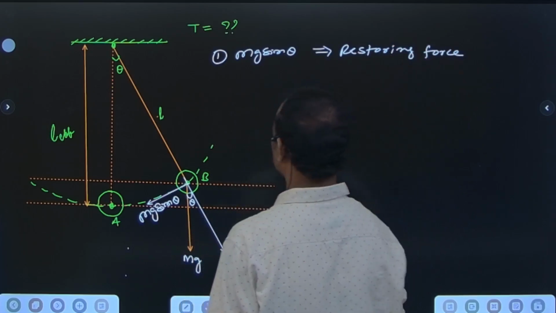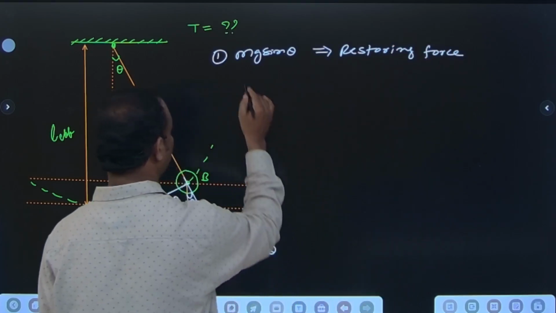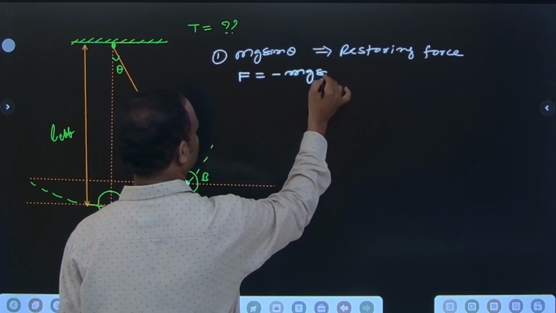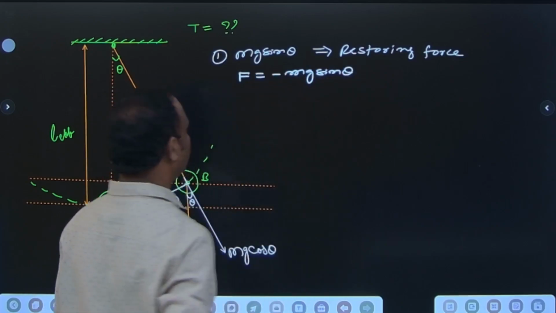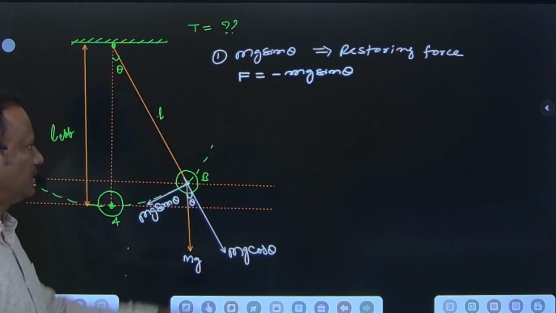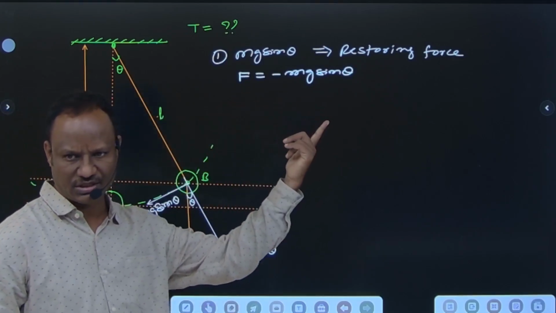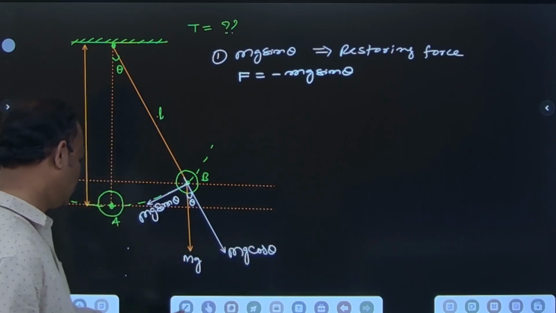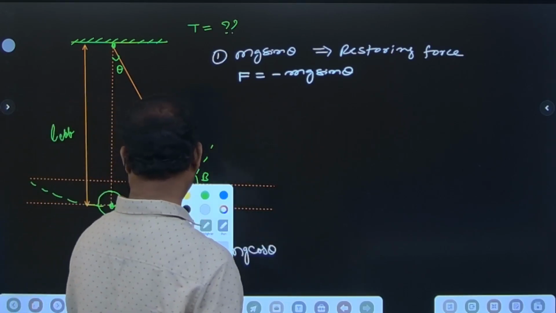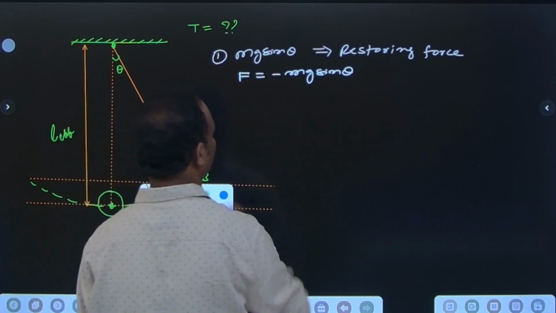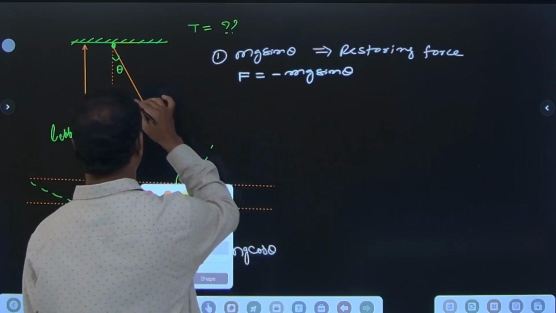So what is the restoring force? Restoring force F is equal to minus mg sin theta. You know all the things. So the minus indicates what? It's in the opposite direction to its displacement. Okay. So next one here. First one, F is equal to minus mg sin theta. The angle should be very small.